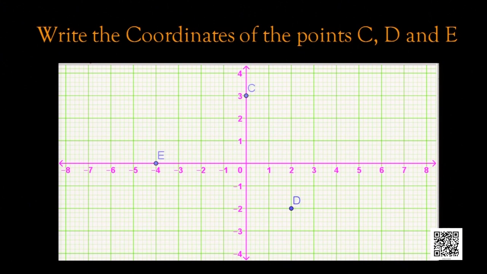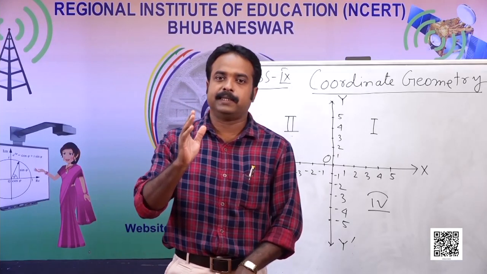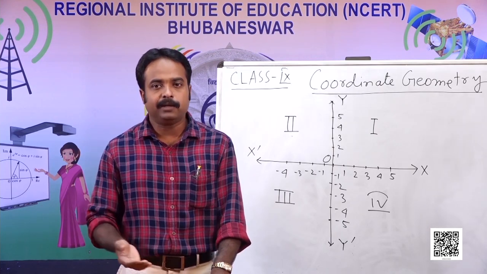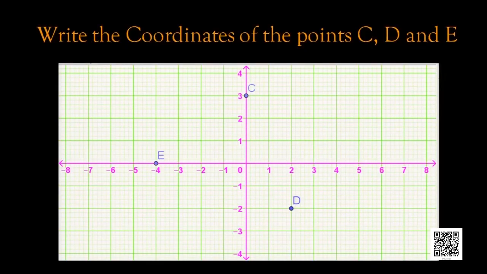So now it is very clear to you that for any point lying on the y-axis, its x-coordinate will be 0. And at the same time, if a point is lying on the x-axis, then its distance from the x-axis is 0. Therefore, the y-coordinate of any point which is lying on the x-axis is 0. So let us find the coordinates of C. If you measure 1, 2, 3, the distance of C from the x-axis is 3 units and it is lying on the y-axis. So the coordinates of the point C are 0, 3.